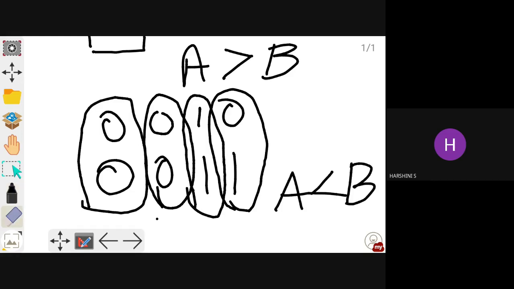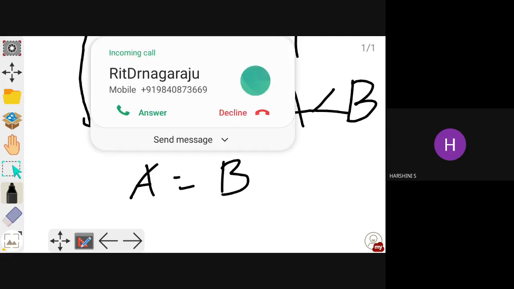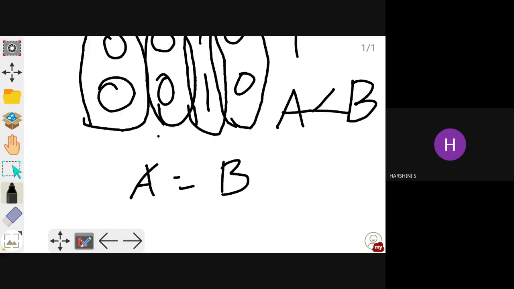That is, you obtain the combination A is less than B. Suppose you have the same number, then by comparing all the 4 bits, you come to the conclusion that A is equal to B. So this is the algorithm you are going to use to design a magnitude comparator.